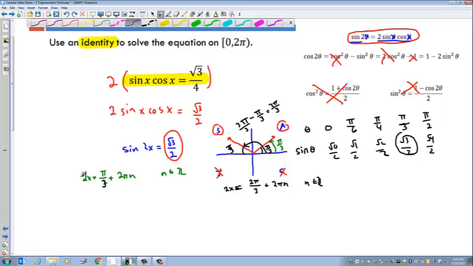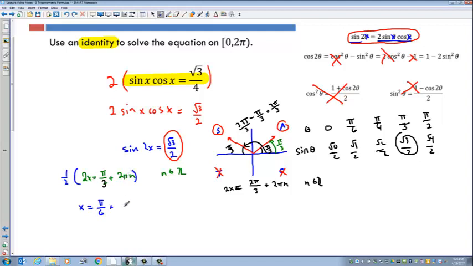So to get rid of the 2 over here, what we're going to do is multiply this whole thing by 1/2, or divide by 2, however you want to look at it. So then you get x equal to pi over 6, because that's 2 times 3, plus here the 2's are going to cancel because you're taking 2 and dividing by 2. And so you get pi n. N is an integer. Do the same thing here. We're going to multiply by 1/2. And so I'm going to get x equal to, and this one will be 2 pi over 6 plus pi n. N is an integer.